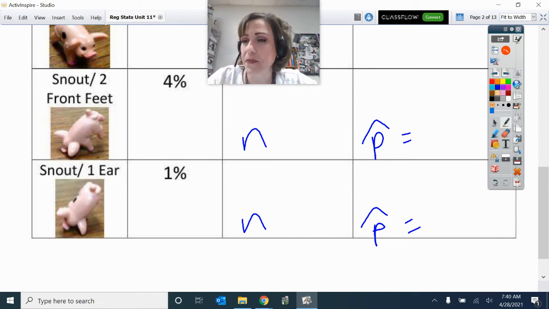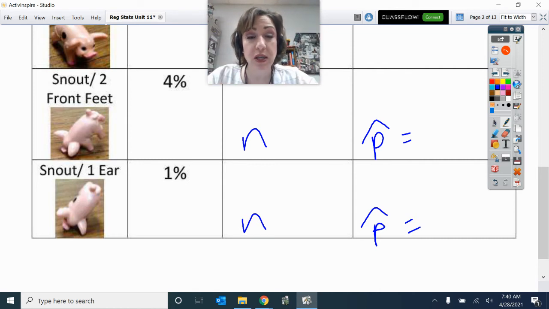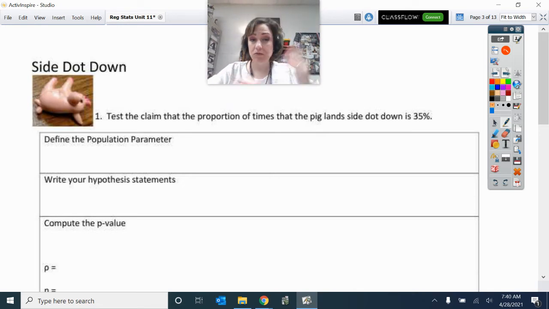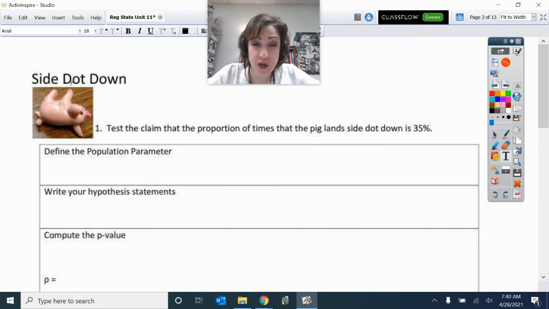Okay. All right, now what? What are we going to do with our results once we have them? Well, you are going to run a statistical test to test the claim. So let's do this first one together here. So, for example, this is the first picture that we tested. Test the claim that the proportion of times the pig lands side dot down is 35%.